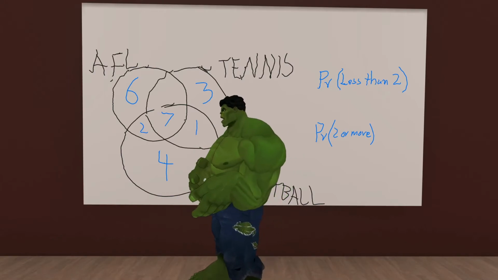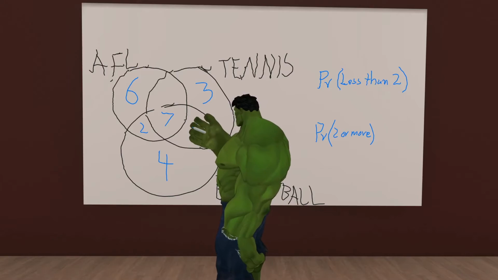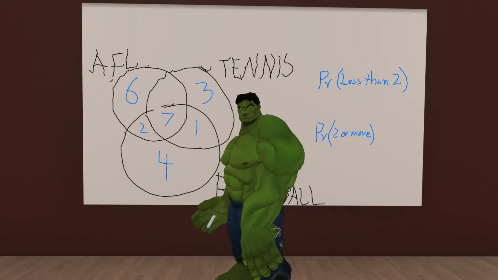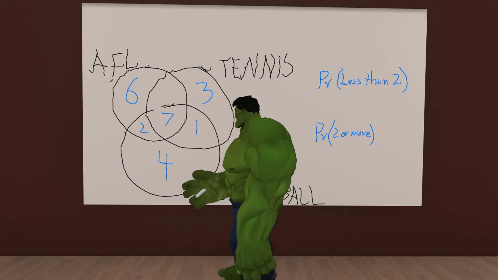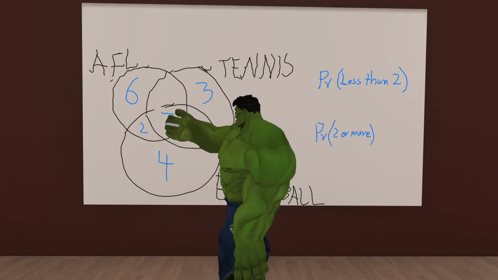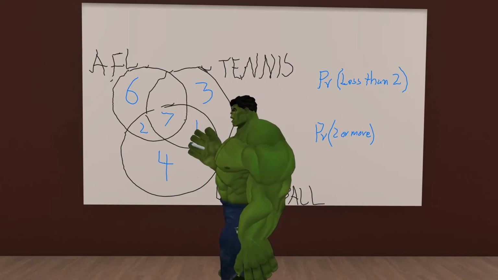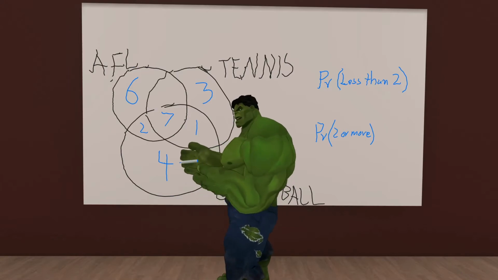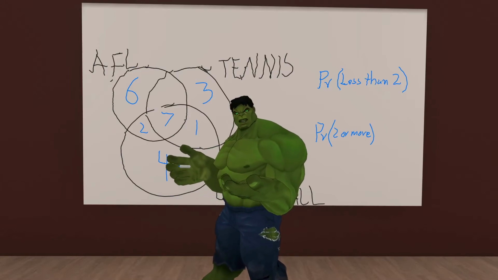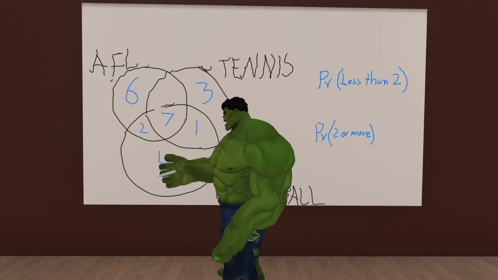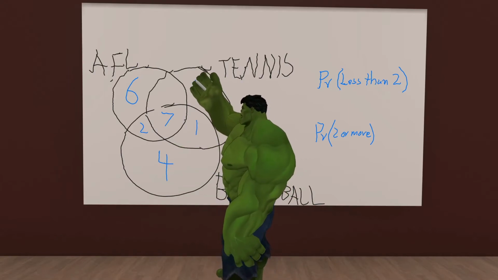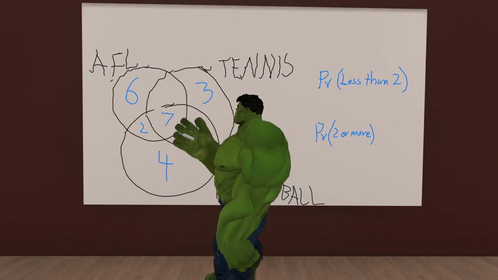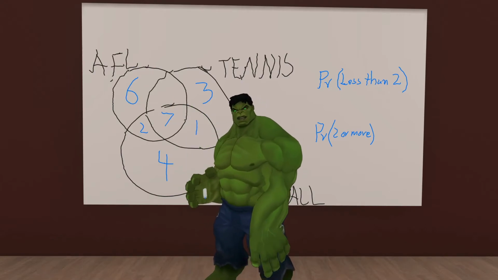If we have a look at our Venn diagram, the people in this one are in both these two circles. So they like two sports. The people in this one here are in all three circles. So they like three sports. So the people that like one sport are only in this circle. They are just in this circle. Or they are just in that one there.